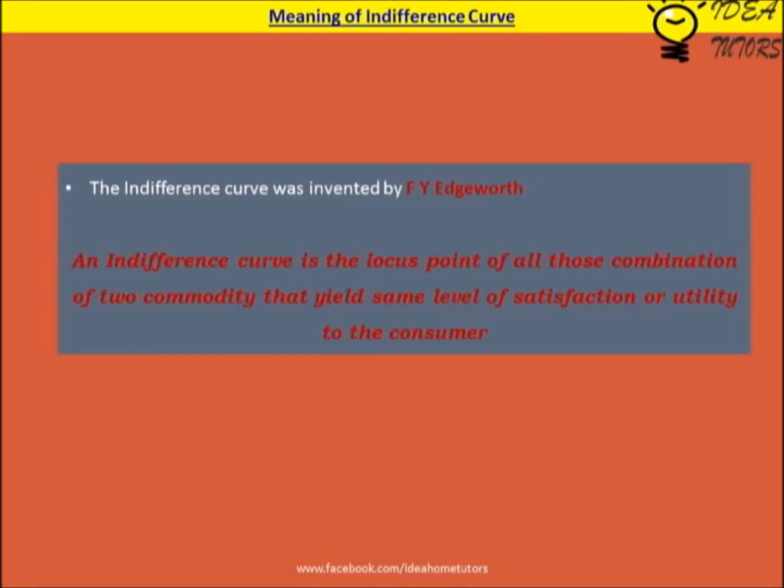Now, let's discuss indifference curves. The indifference curve was invented by F.Y. Edgeworth. An indifference curve is the locus of all those combinations of two commodities that yield the same level of satisfaction or utility to the consumer.